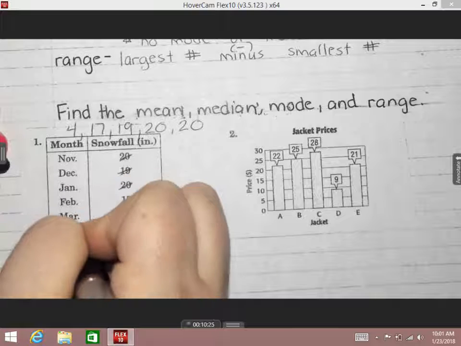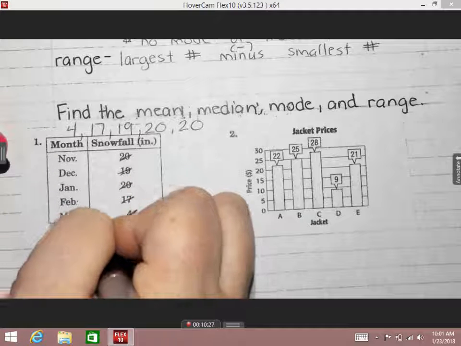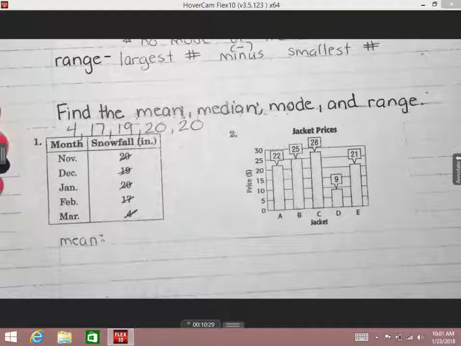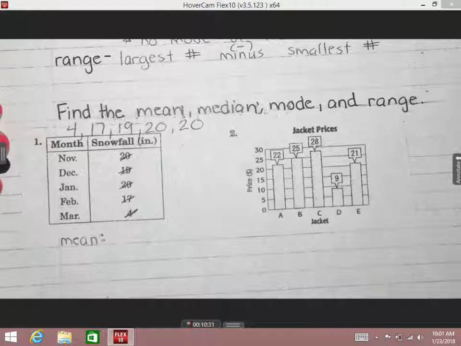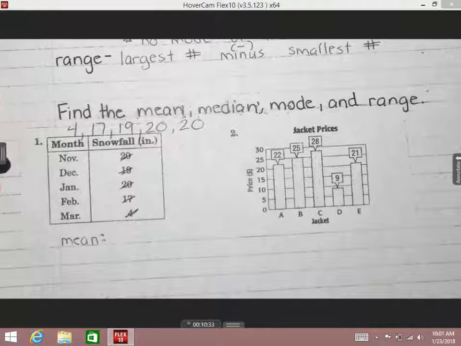All right, so we'll start with our mean. What am I going to do to calculate my mean? Raise your hand if you can tell me. Nick? Add 4, 17, 20, 19, and 20. Add them all up. What do we get when we add them all up? Who's my fastest calculator? Raise your hand when you got it. Ellie? 80.